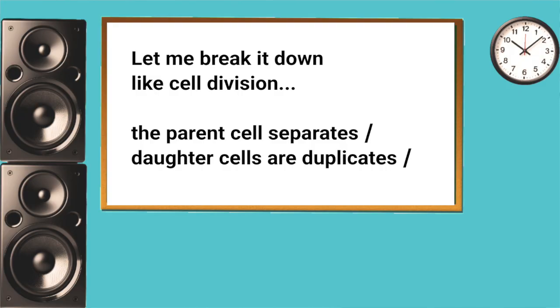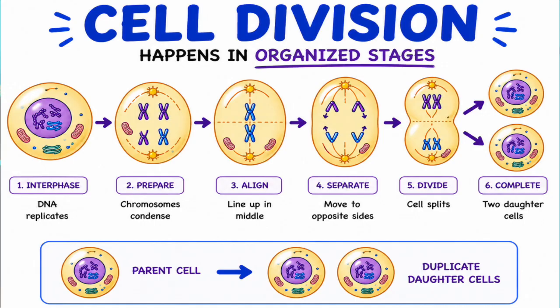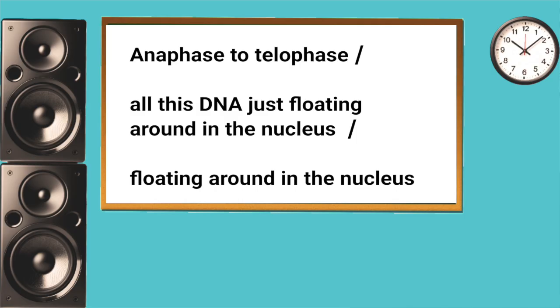Let me break it down like cell division. Cell division. The parent cell separates, daughter cells are duplicates. Cell division happens in organized stages that scientists can study step by step. During this process, the parent cell separates and forms daughter cells that are duplicates. Anaphase to telophase, all this DNA just floating round in the nucleus.